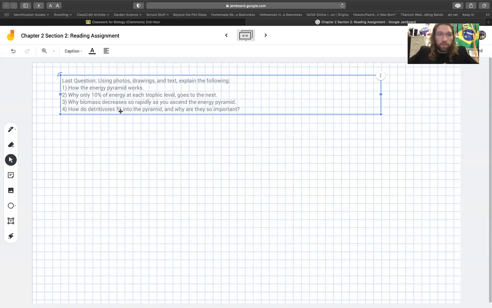And then how do detritivores fit into the pyramid and why are they so important? Detritivores or decomposers, it's all the same thing, things that break down dead stuff. How do they fit into the pyramid? Because if you look at the pyramid, most of them don't include your decomposers, but they are part of it. So how do they fit in there? Are they on their own trophic level at the bottom? Are they somewhere at the top? Are they just surrounding the whole thing, waiting for something to die? I want you to explain that. And then also explain why they're so important. Mainly why they're so important has to do more with biomass than with the energy. So there's a good hint for you, okay?